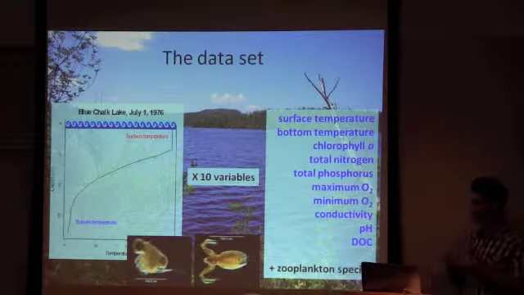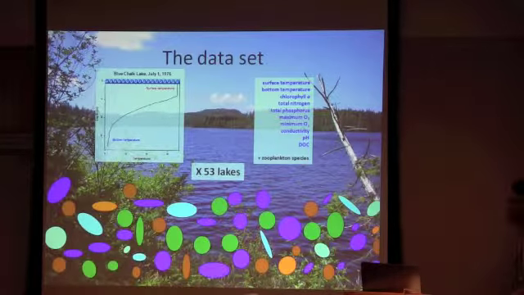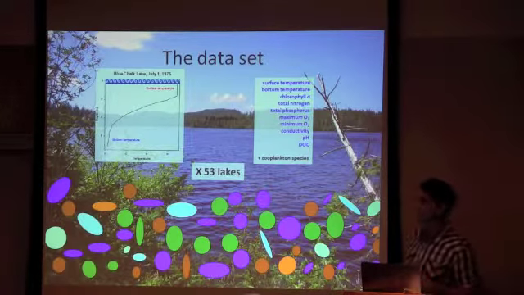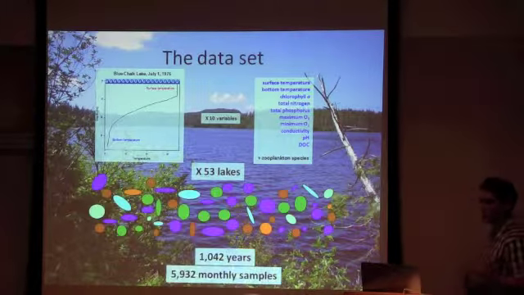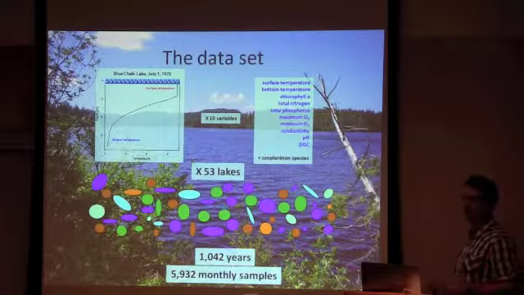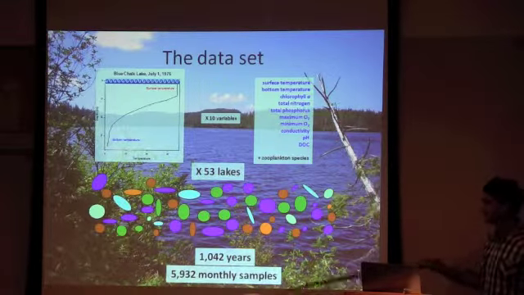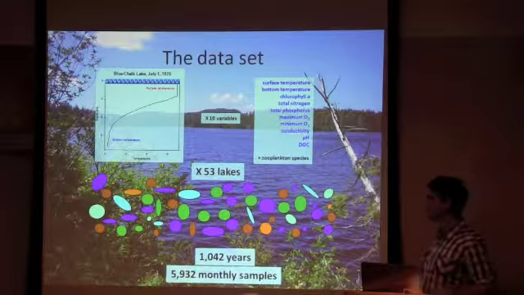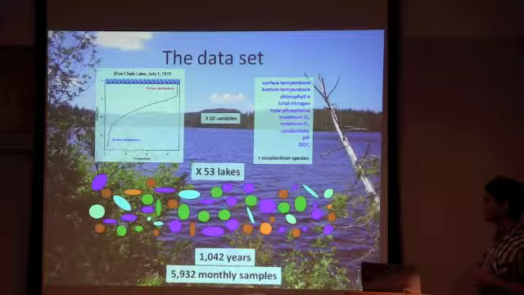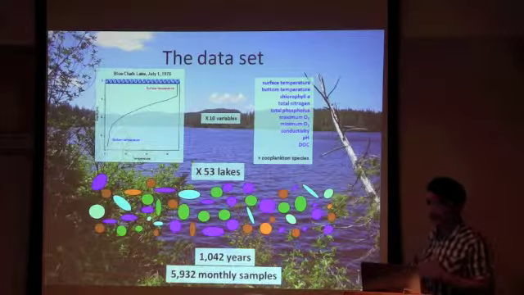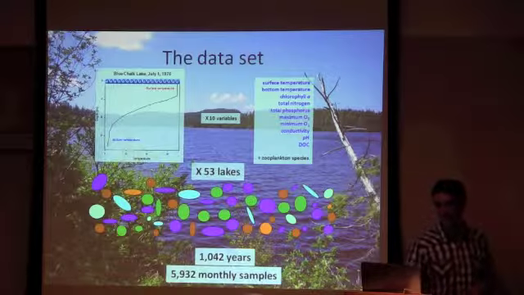Such as these guys here through time. So we have these observations from 53 lakes around the world. As I said, all in the temperate zone, mostly in North America, some of them in Europe. And these lakes were sampled between about 10 and about 40 years for a total of about 1,000 years of sampling across all of the lakes, or almost 6,000 monthly samples. So we took a monthly average to sort of standardize for the sampling interval. And then we asked, how does variability in all these things relate to the diversity of zooplankton that we observe?